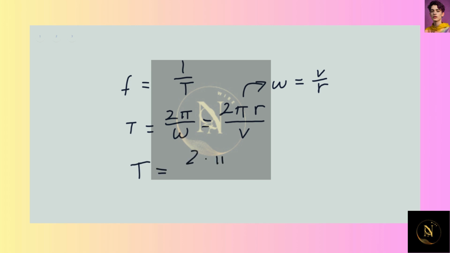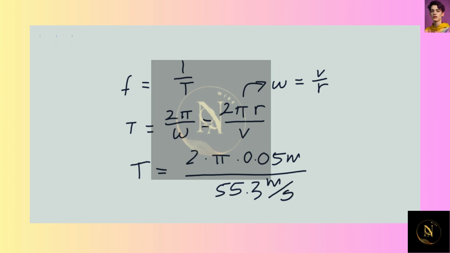We get 2 times pi times 0.05 meters all over 55.3 meters per second. And when we solve this, we find that T is going to be equal to 5.68 times 10 to the negative 3, my bad, seconds.